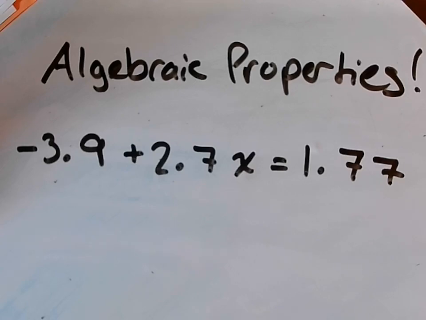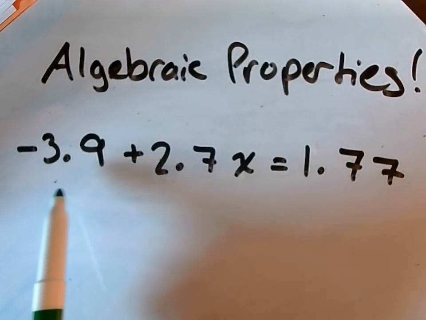Now properties are just rules that we use when we are solving equations, and typically we don't even think about using them when we're using them. So instead of giving all the definitions up front, I will give them to you as we go. Algebraic properties are used to solve equations. One way of finding out what algebraic properties we are using is to just solve that equation.